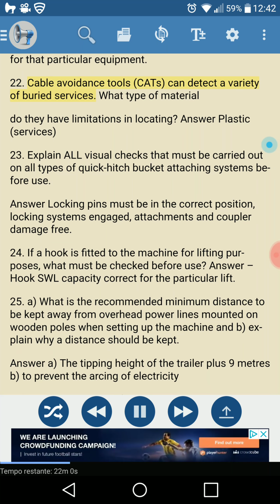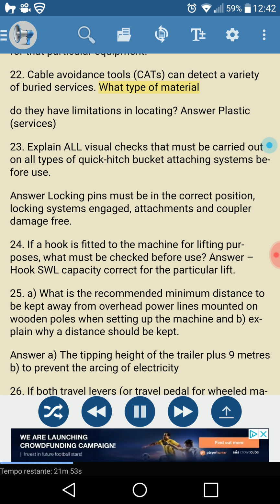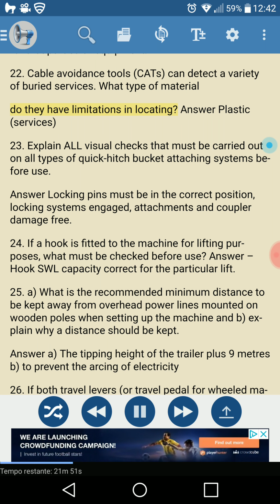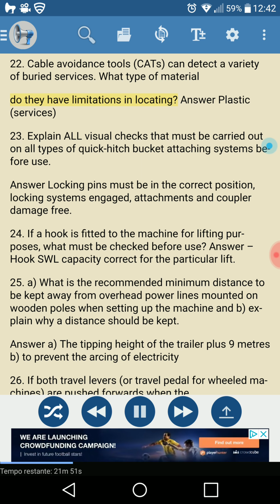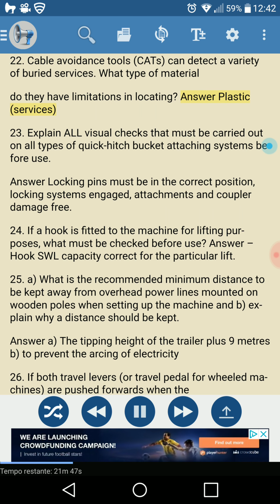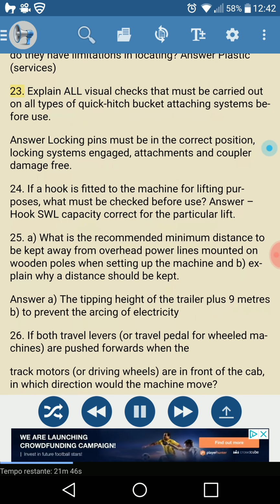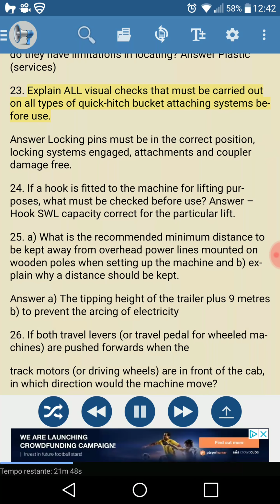22. Cable avoidance tools, CATs, can detect a variety of buried services. What type of material do they have limitations in locating? Answer: plastic services. 23. Explain all visual checks that must be carried out on all types of quick hitch bucket attaching systems before use.